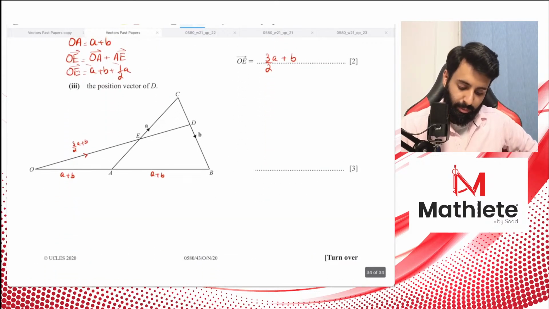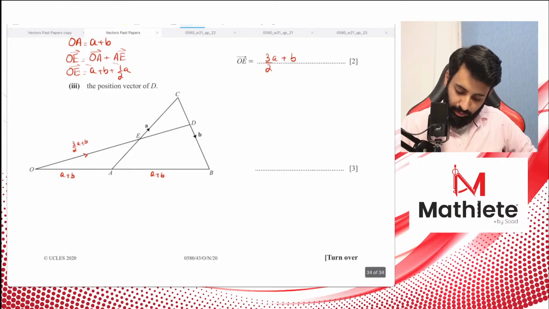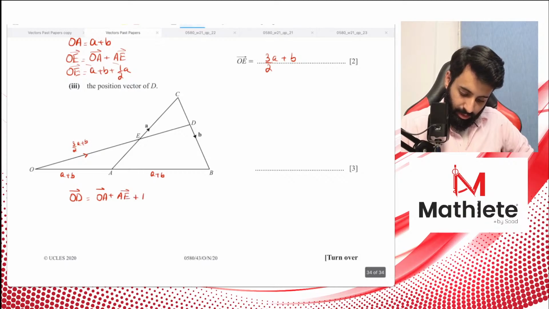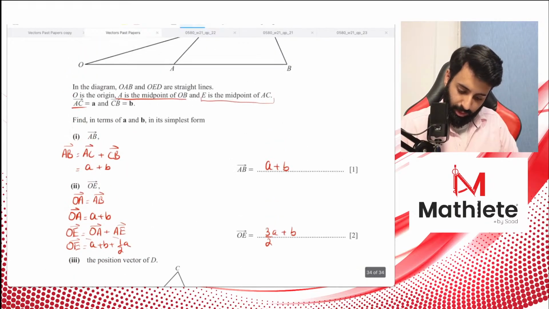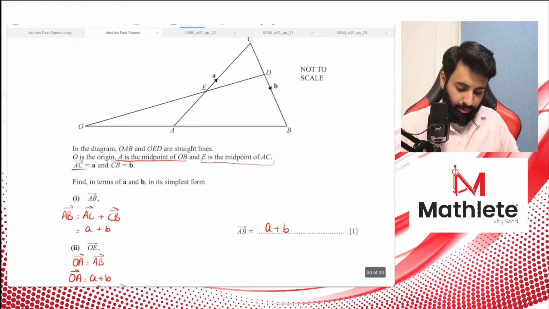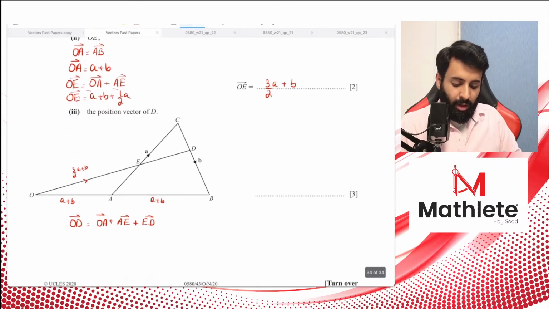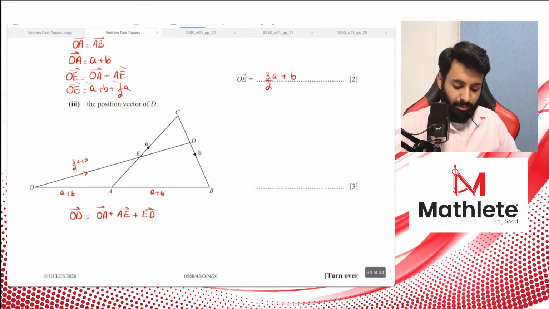So let's see what we can do in order to find OD. OD can be found by going from O to A, then from A to E, and then from E to D. Now let's see if we have ED. No, we don't have ED. But there's some other concept that we're going to use over here. And what is that?